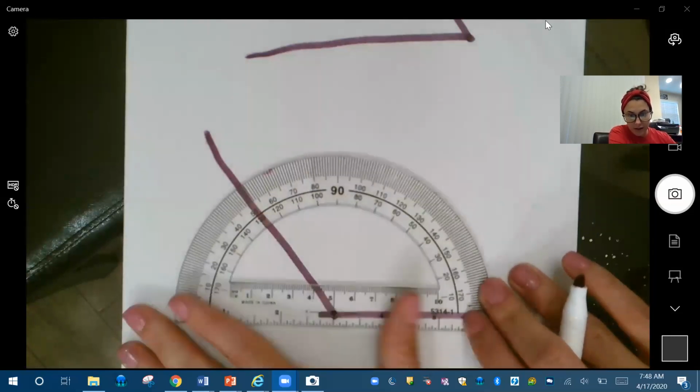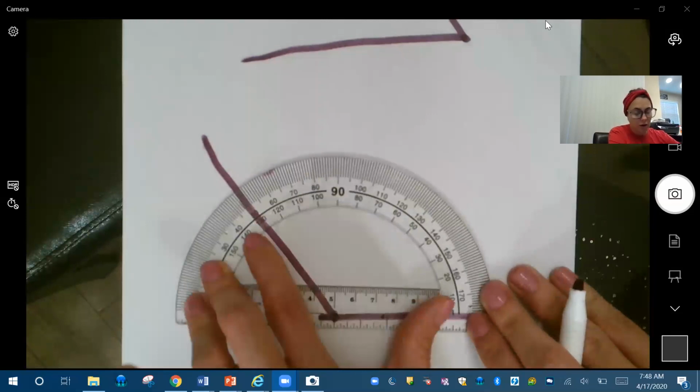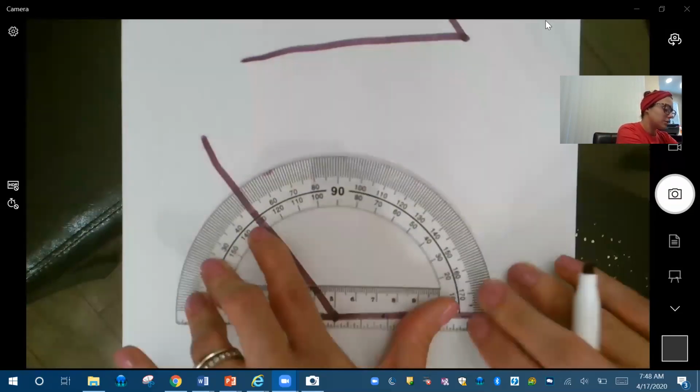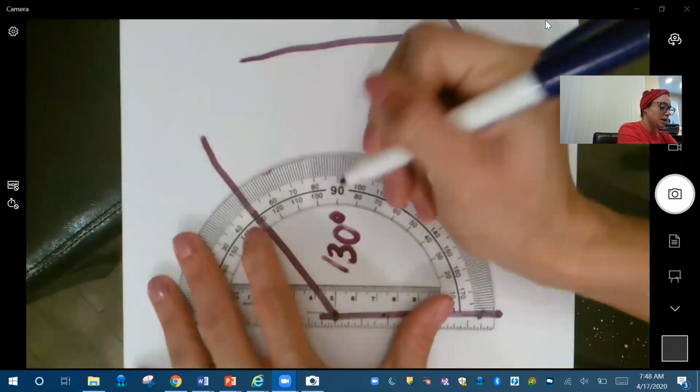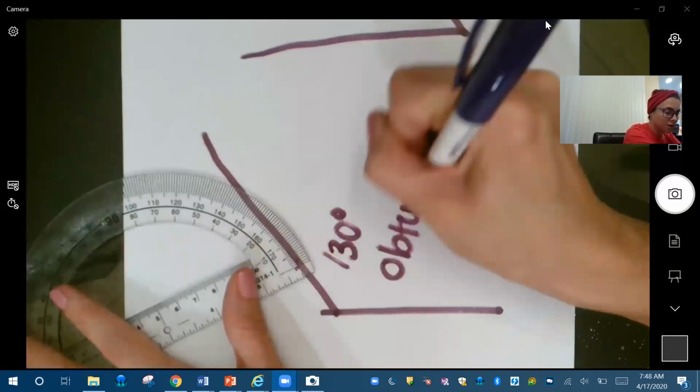Where does that line land? It lands right at 130 degrees, meaning it is an obtuse angle. This one was acute.